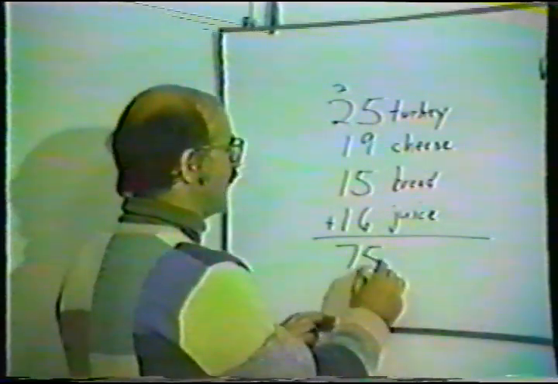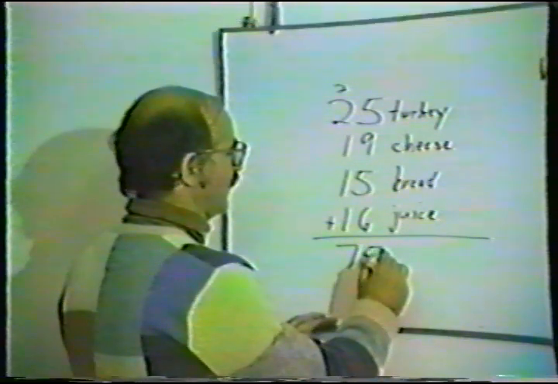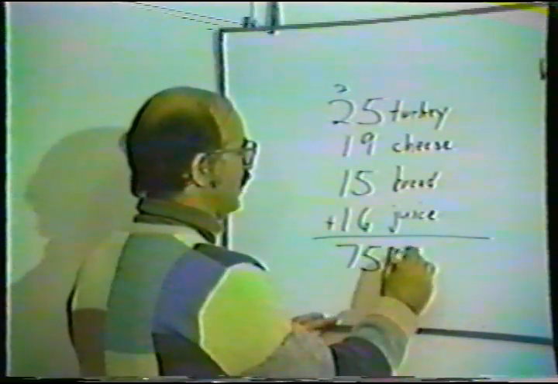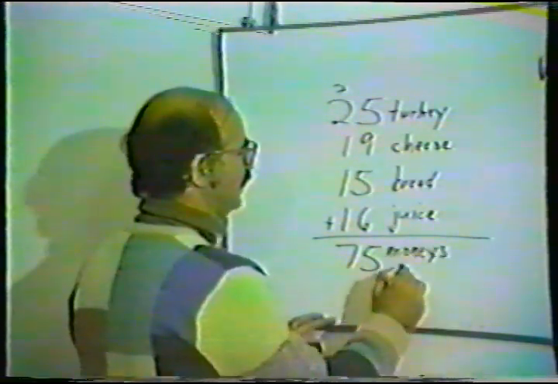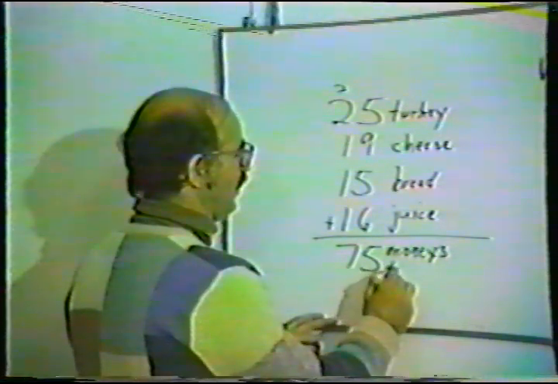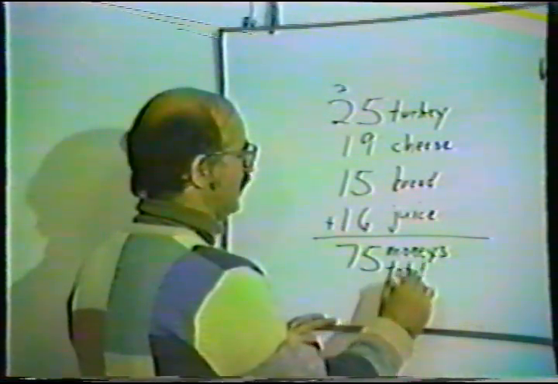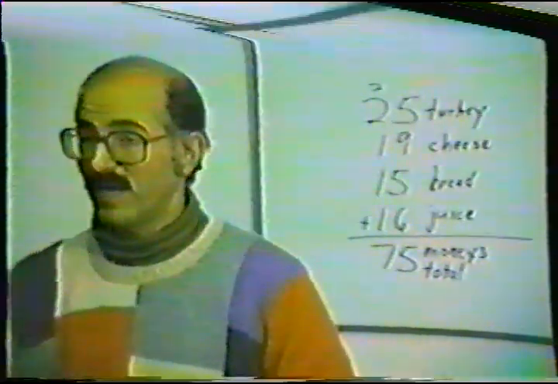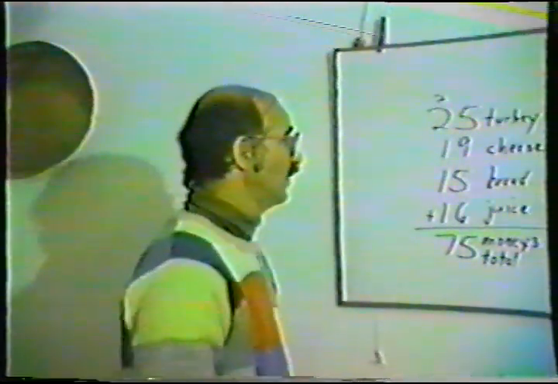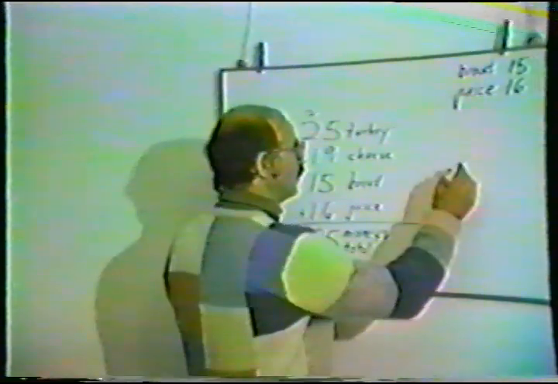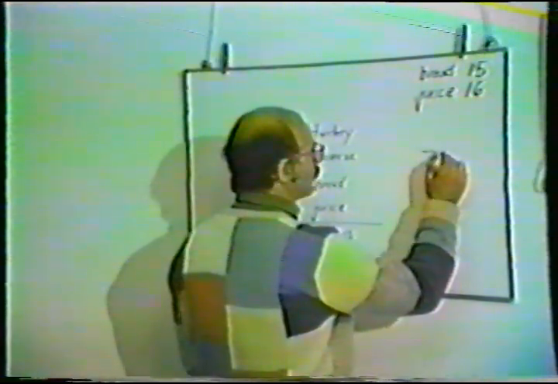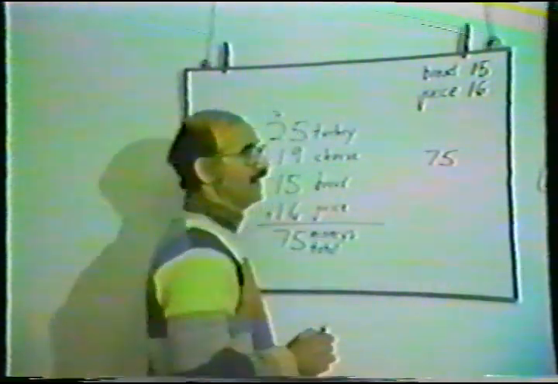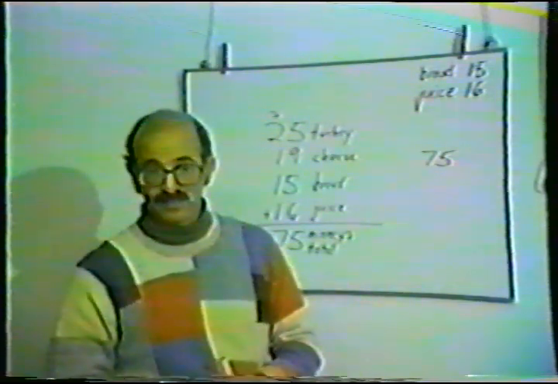75 what? Monies. And those monies represent what? In all. The total cost. And we like to use that word total when we're talking about an average problem. Well, now we said we have to divide that total by the number of things involved.